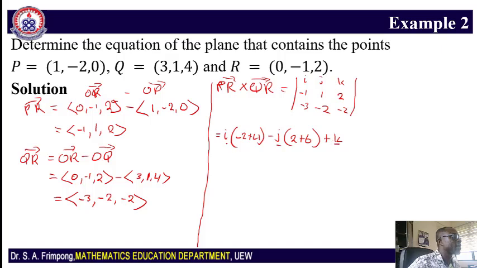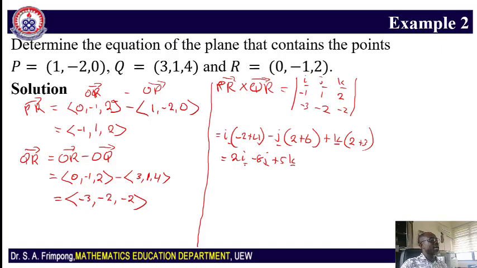Don't forget they are unit vectors. So all these things are unit vectors. Vector k: you have -1 times -2, which is 2, minus -3 times 1, that will be plus 3. So we are going to have 2i minus 8j plus 5k. So this is the normal vector.